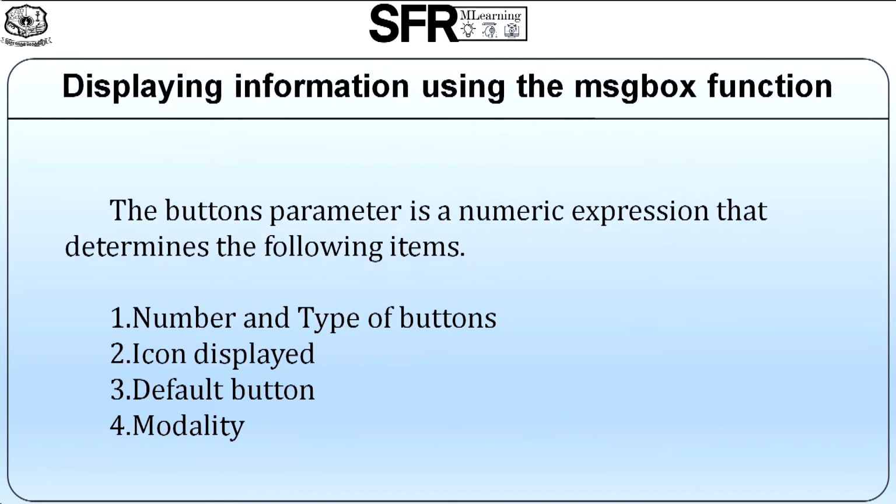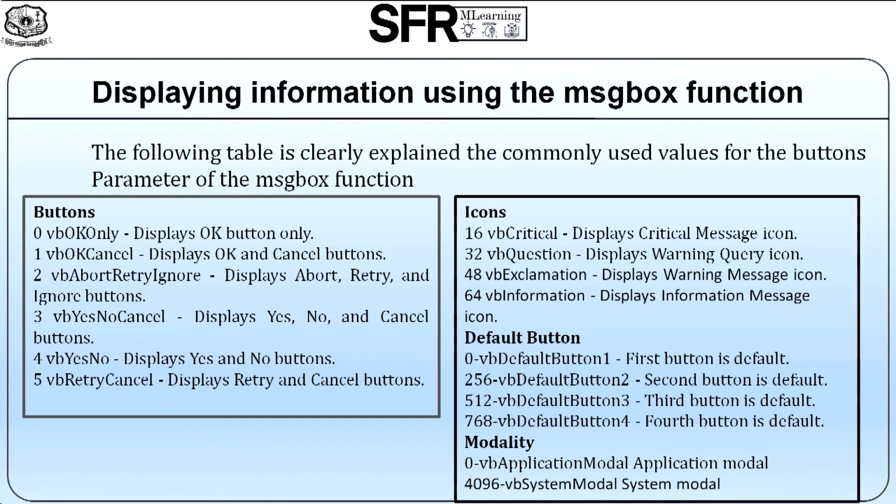The buttons parameter is a numeric expression that determines the following 4 items: number and type of buttons, icon displayed, default button and modality. Here, the following table clearly explains the commonly used values for the buttons parameter of the message box function, like button, icons, default button and modality. If the user wants to display the OK button only, the user sets the value 0. If the user wants to display the warning query icon, the user sets the value 32.